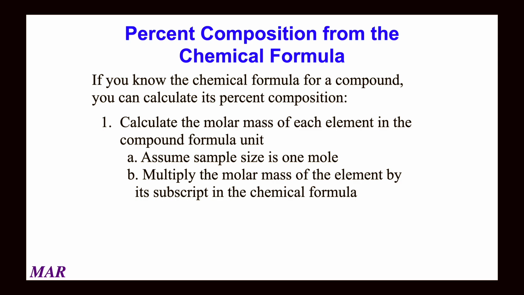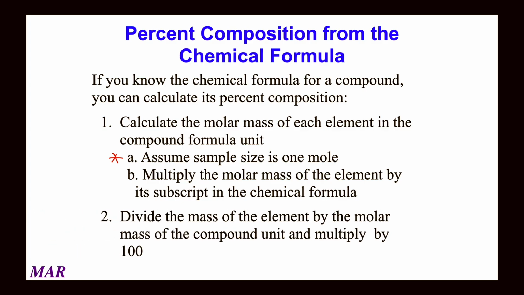So what you need to do if you want to do this is you first have to find the molar mass of the compound itself. And along the way, you're going to find the molar mass of the elements. If you assume that your sample size is just 1 mole, you can use that molar mass to figure this out. It's kind of clever. You want to take the mass of just the element and divide by the molar mass of the compound times 100%. So for example, water is about 18 grams per mole.